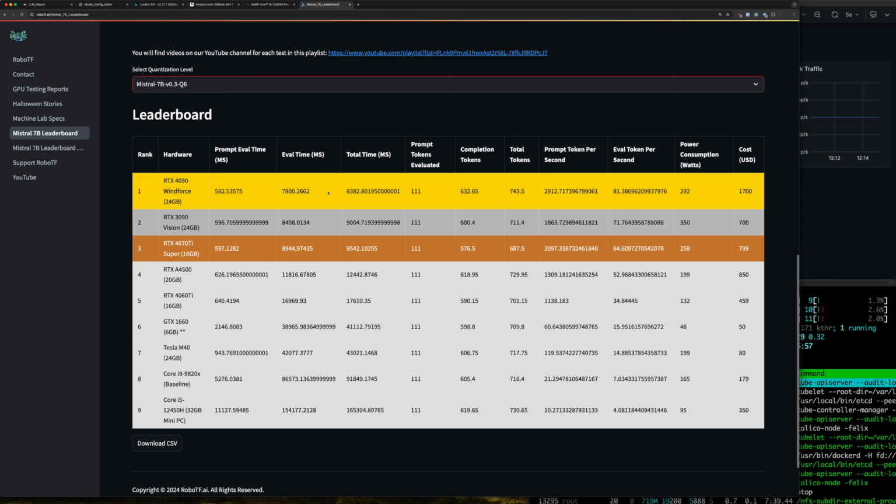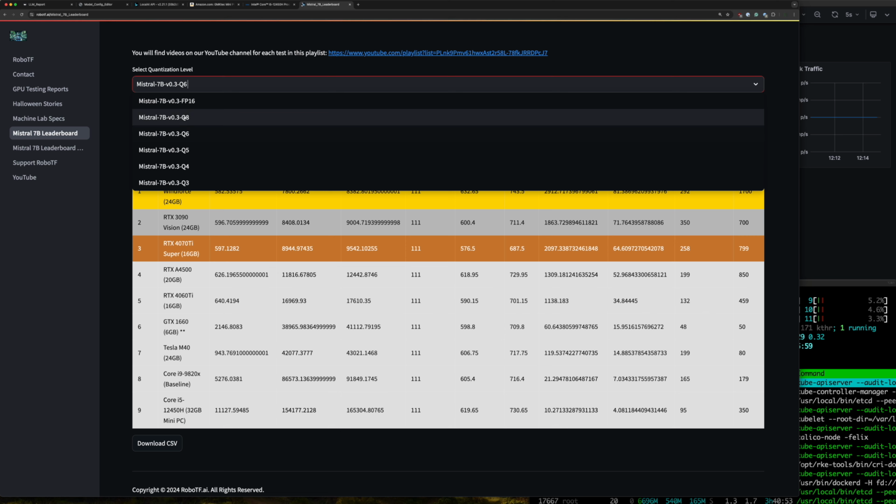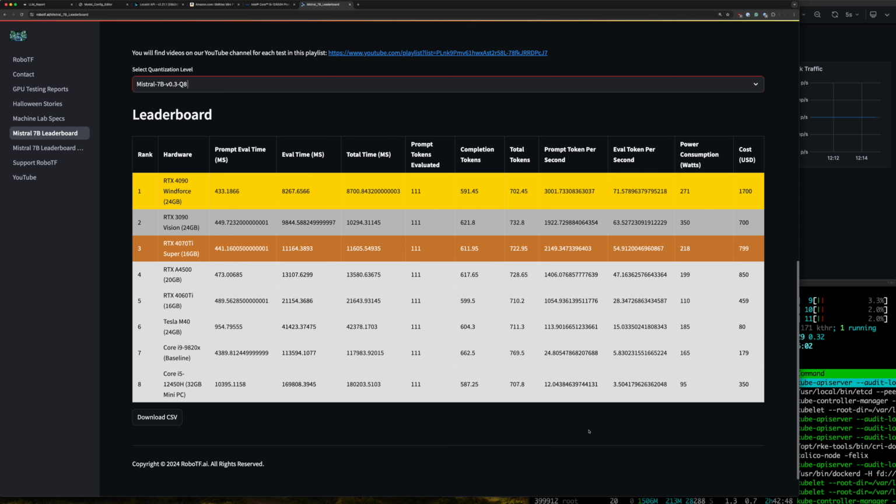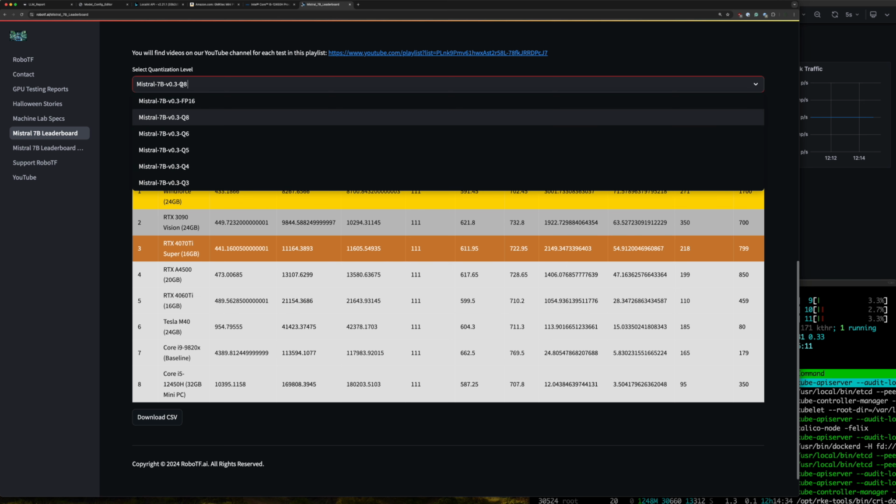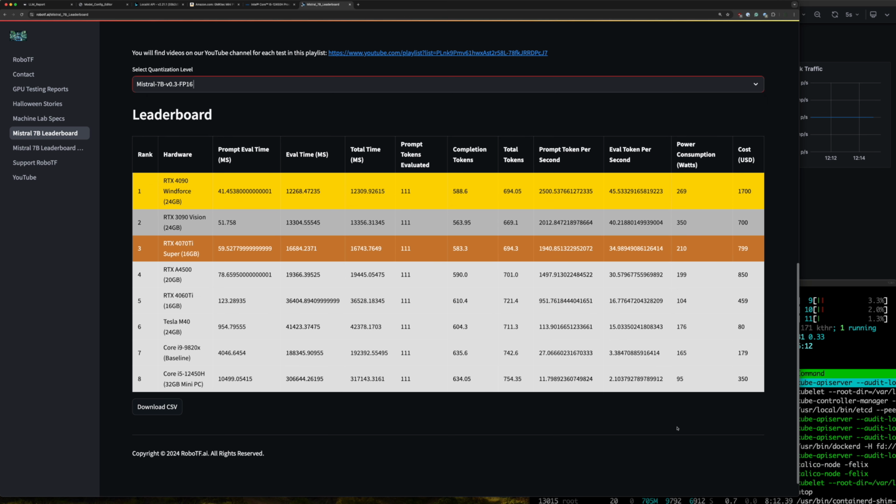Let's go ahead and flip over and take a look at the Q8 leaderboard. Again, in last place, 3.5 tokens per second. The Core i9 was about 5.8 tokens per second. And FP16, which is kind of a ridiculous test, but hey, look at this. 2.1 tokens per second to 3.3 tokens per second on that Core i9. That's actually pretty darn good for this little mini PC.